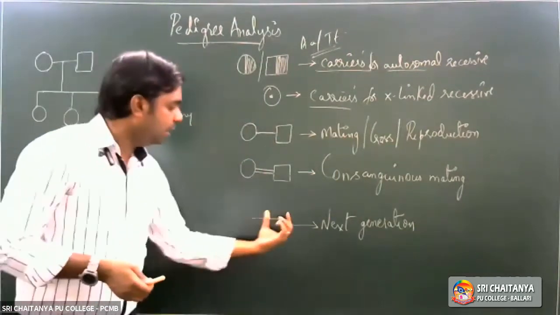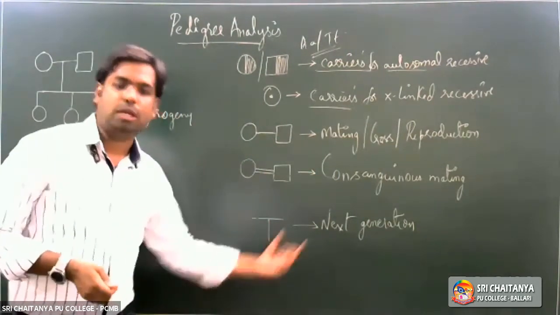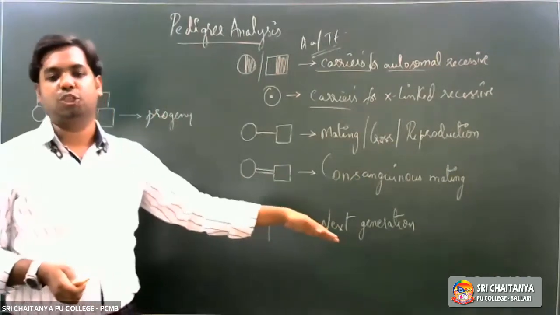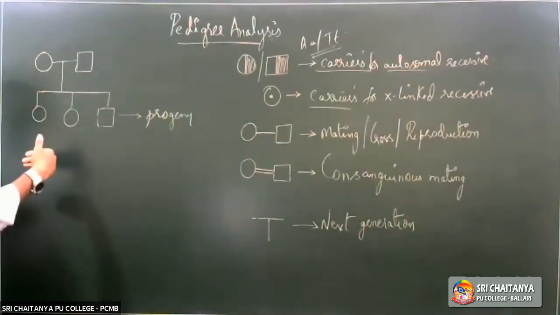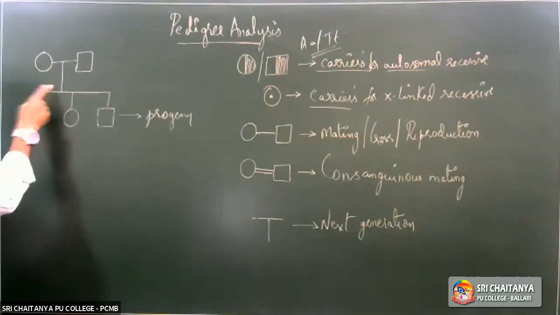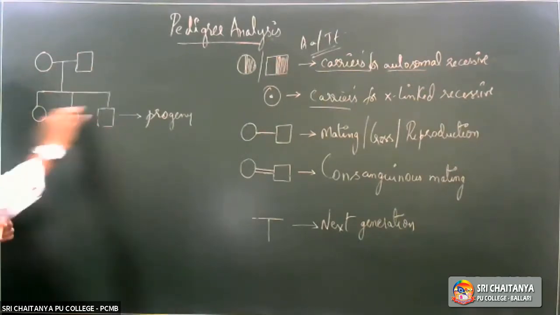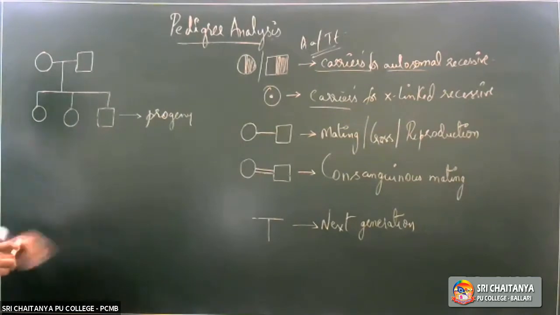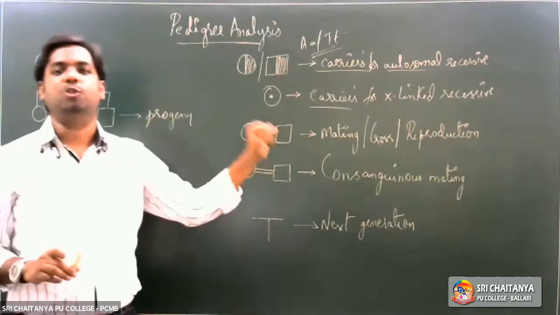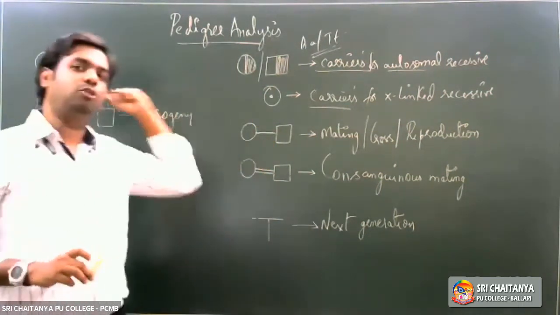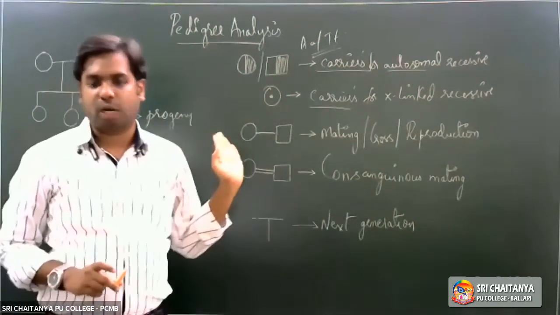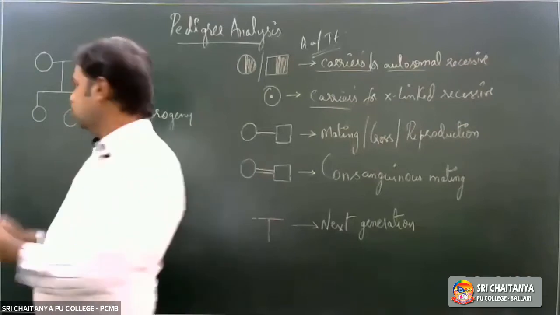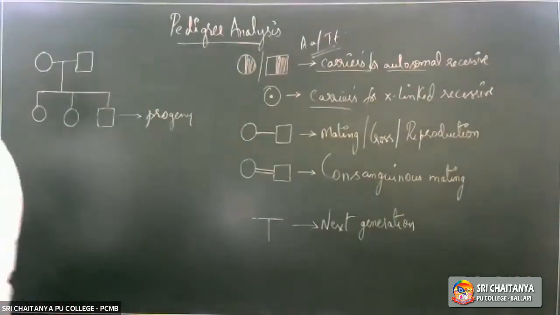If a horizontal line is connected by a vertical line, that would indicate the next generation. And if we have to show the next progeny, from the vertical line we start showing the different types of progeny that are present, right? So these are some of the basic and most commonly used symbols whenever we start doing a pedigree chart, right? Now we'll get into a few more symbols which we usually come across.